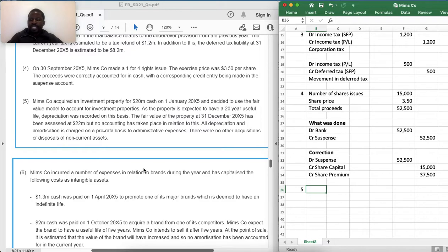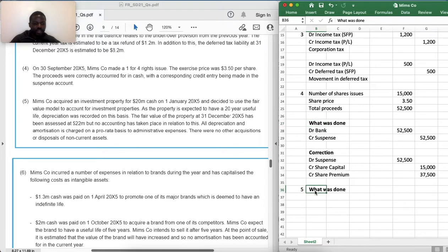Note number 5, we are saying M4 acquired investment property at 20,000 cash and decided to use the fair value model to account for investment properties. Investment properties are covered by IAS 40 Investment Property. Now, what happened here? What was done here? Let's just put what was done.